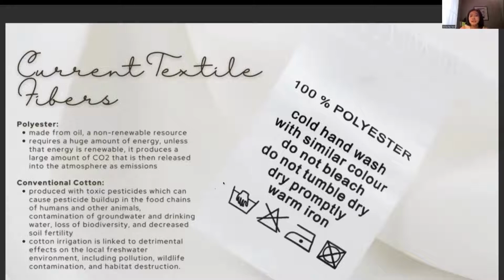For example, if you were to apply pesticides to a certain type of bug on a plant, the bugs that develop pesticide-resistant genes will then pass those on to their next generation. So their next generations will be more resistant to the pesticides. Some other harmful effects of cotton production include the contamination of groundwater and drinking water. And cotton irrigation is linked to lots of detrimental effects on the local freshwater environment, which includes wildlife contamination and habitat destruction.